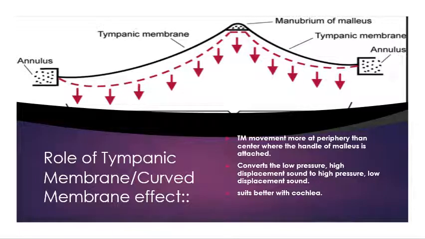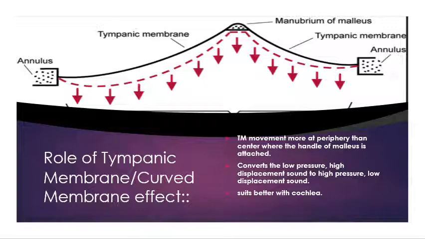Now coming to the role of the tympanic membrane, we have a particular characteristic of the tympanic membrane that is known as the curved membrane effect. This will also help in the magnification of the sound. As I told you before, the shape of the external ear canal will increase the sound pressure near the tympanic end. Now this pressure will be transmitted to the tympanic membrane.